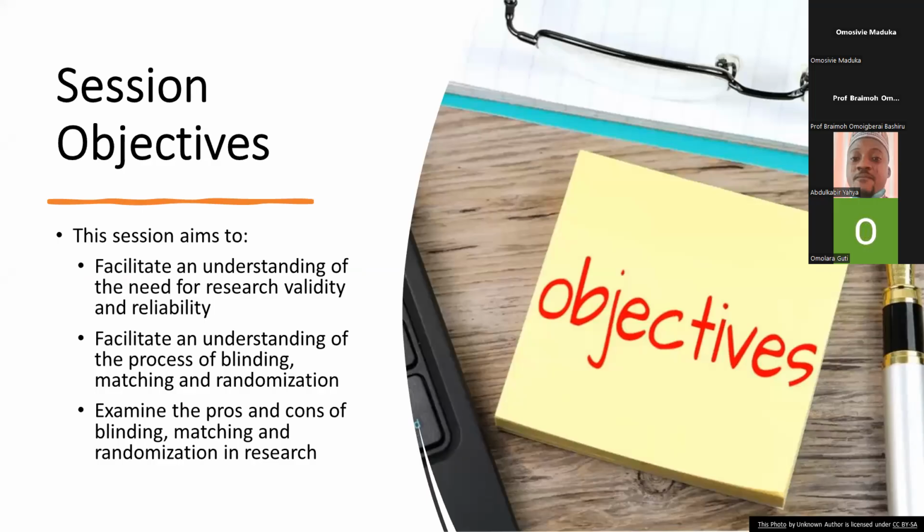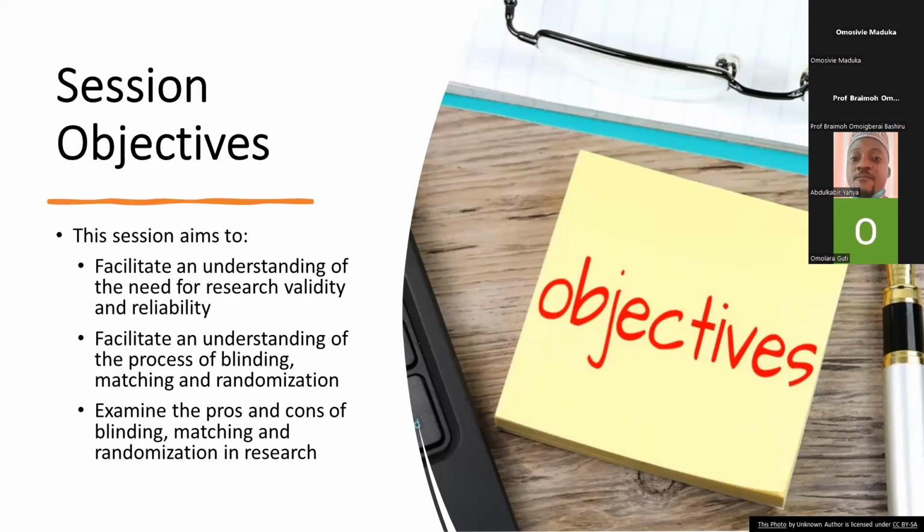We aim to facilitate understanding of the need for research validity and reliability when we're designing and crafting objectives and designing our research methods. Why do we need to pay attention to validity and reliability of research? Then we will look into the nitty-gritty details of blinding, matching, and randomization, the procedures for these statistical methods, and how they help us achieve validity and reliability for our research.